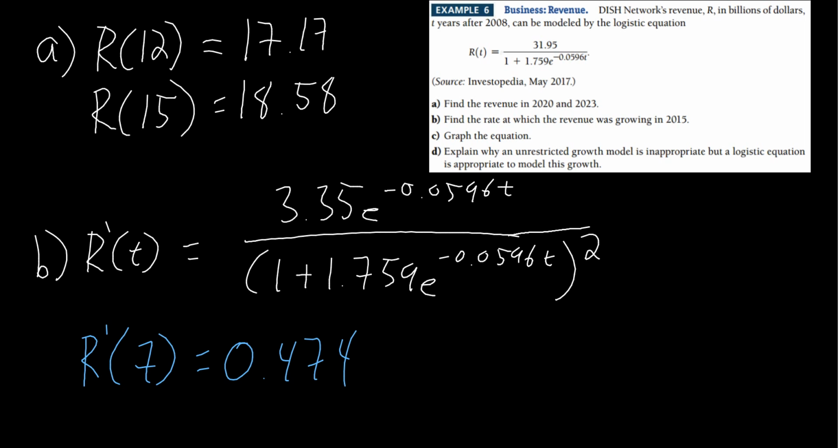So R is in billions of dollars. 47% of $1 billion is 470 million. So we are increasing at a revenue of $474 million per year. Now, this is in 2015.